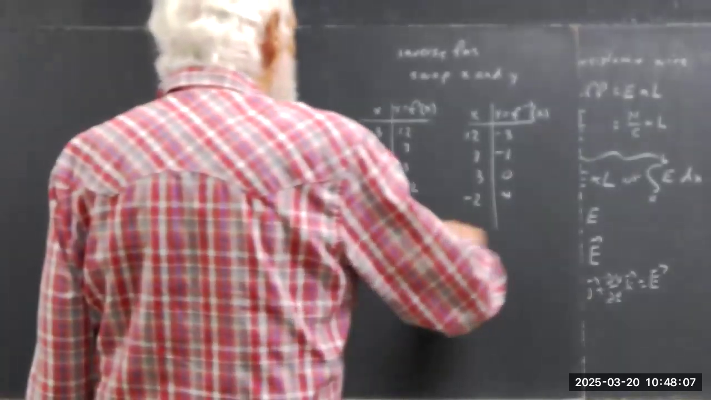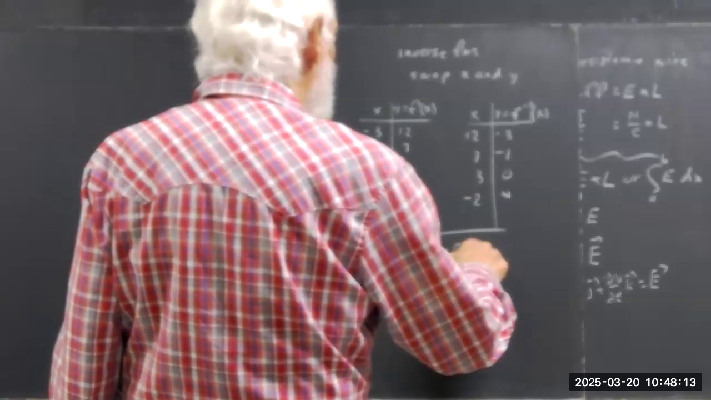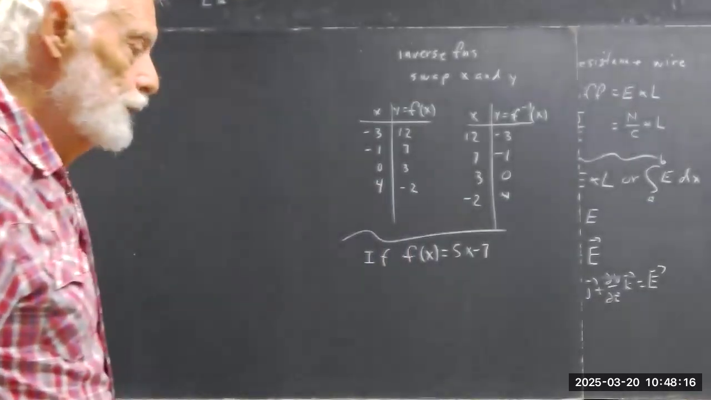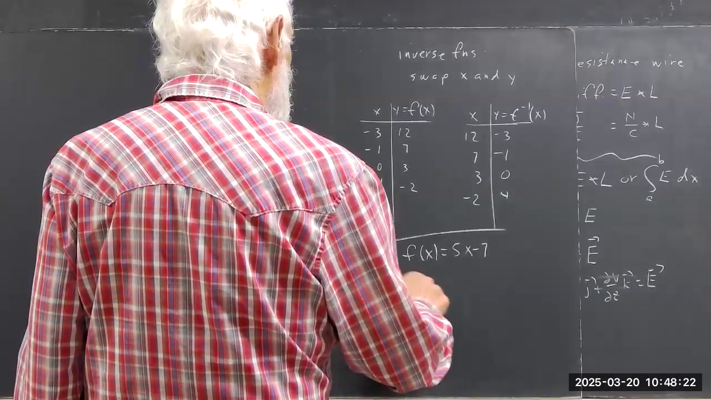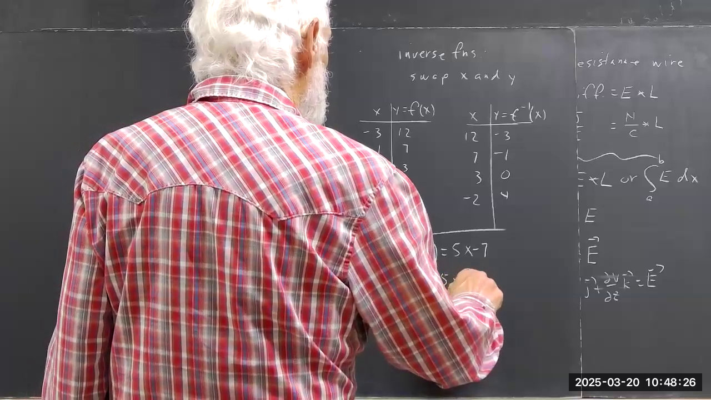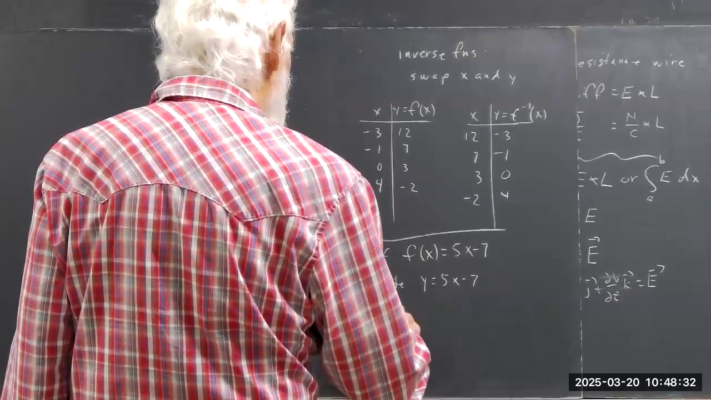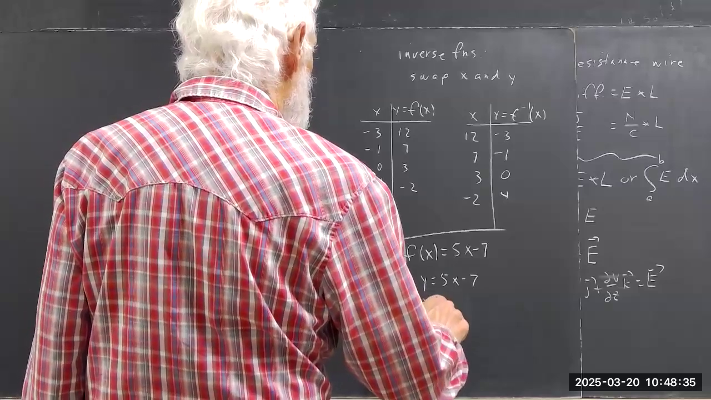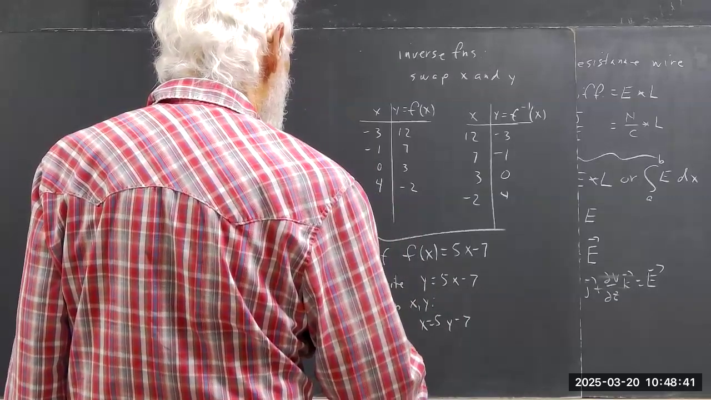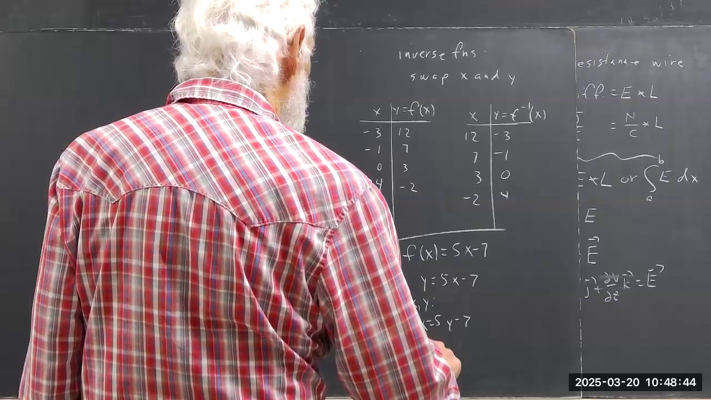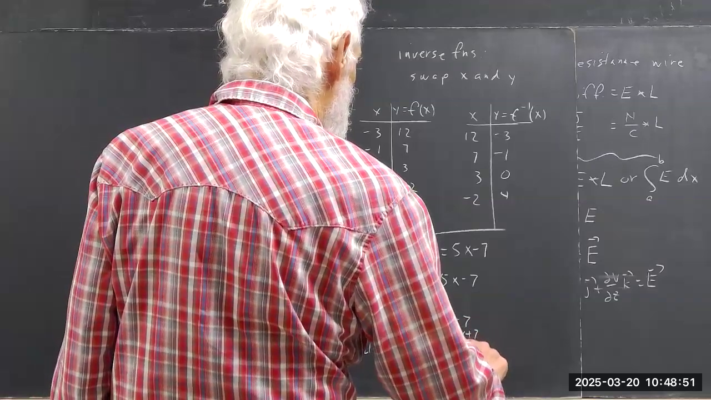Now, if we have a function, say f of x equals 5x minus 7, generally y is the variable we'll associate with the value of f of x, so we'll say y equals 5x minus 7. Swap x and y, you get x equals 5y minus 7. Solve for y, you get y equals (x plus 7) over 5.